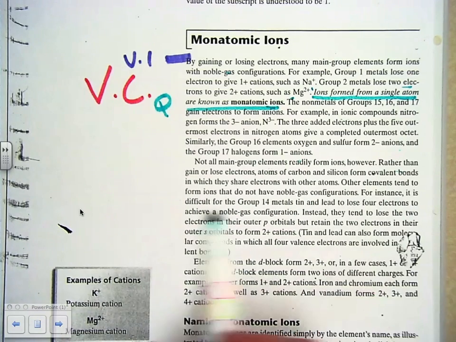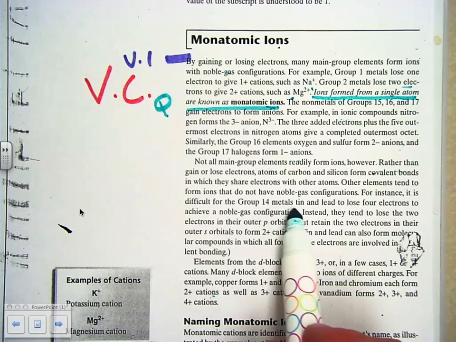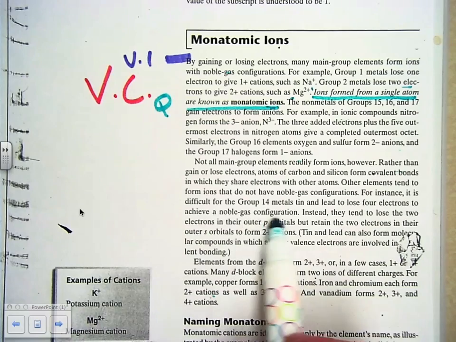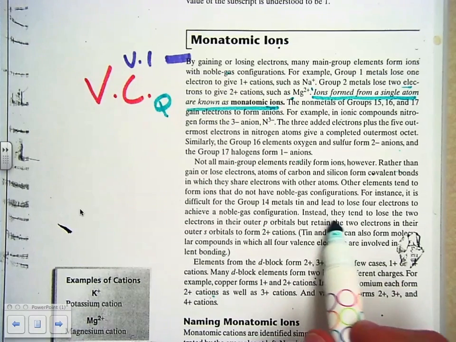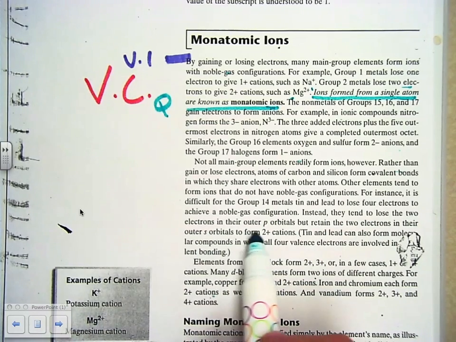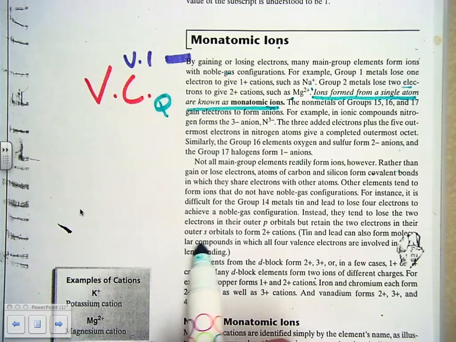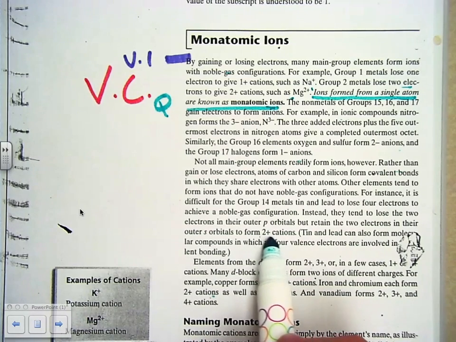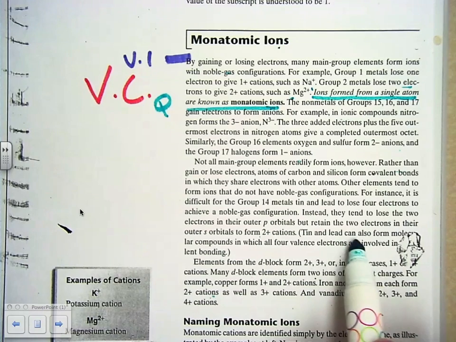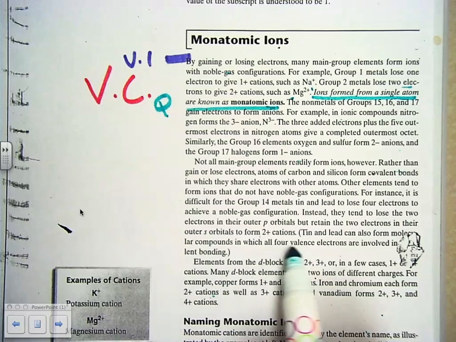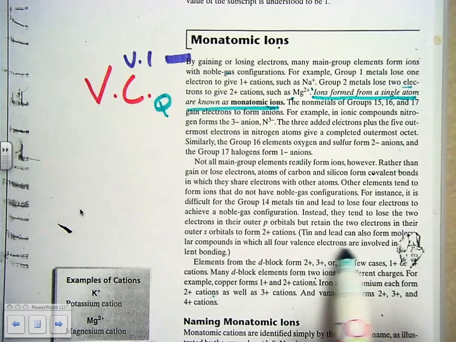For instance, it is difficult for the group 14 metals, tin and lead, to lose 4 electrons to achieve a noble gas configuration. Instead, they tend to lose 2 electrons in their outer p orbitals, but retain the 2 electrons in their outer s orbitals and form 2+ cations. Tin and lead also can form molecular compounds, in which all 4 valence electrons are involved in covalent bonding.